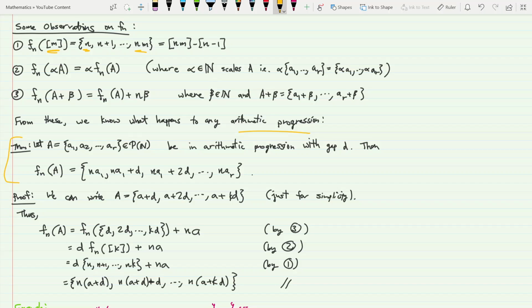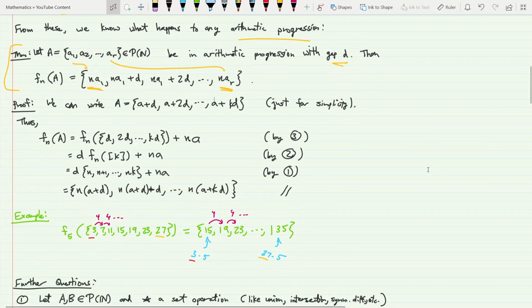With 2, here I'm just scaling by a natural number, so you scale every element, and this works out. 3, same thing, if I just add beta to every element, it's equivalent to just adding n beta to every element of this larger set fna at the end. So let's just prove this theorem. The theorem says that if you throw in an arithmetic progression of difference or gap d, all you do is multiply the first element by n, multiply the last element by n, and the gap is again d. So it's very simple to remember as well. It also is very intuitive, and it's probably what it should be, without even thinking too much.